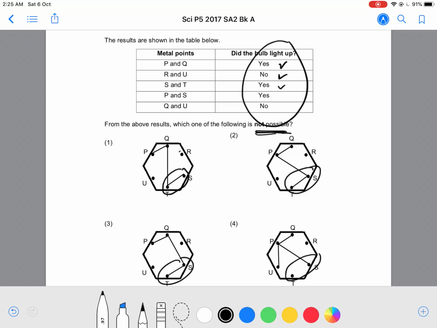If it is not connected, it shouldn't light up, right? But it lit up. So that means option 4 is one of the circuits that's not possible, because S and T is supposed to be connected in order for it to light up. Okay, so this is quite an obvious choice already, yeah?